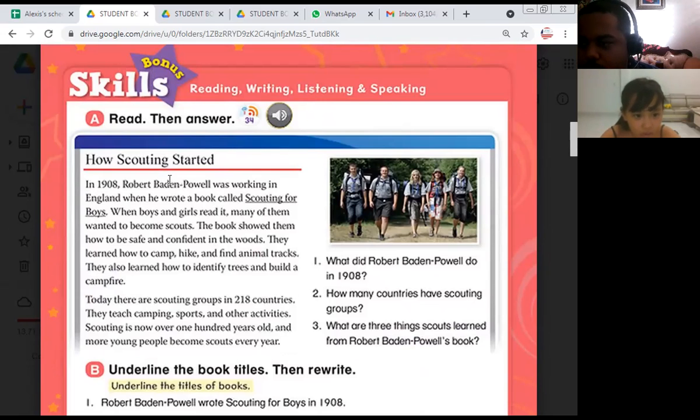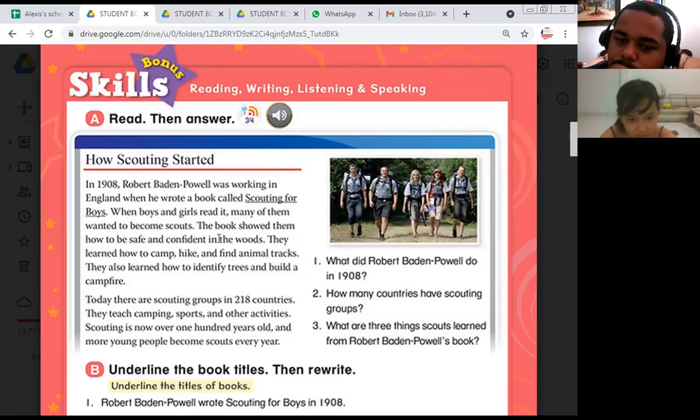In 1908, Robert Baden-Powell was working in England when he wrote a book called Scouting for Boys. When boys and girls read it, many of them wanted to become scouts. The book showed them how to be safe and confident in the woods. They learned how to climb high and find animal tracks. They also learned how to identify trees and build a campfire.